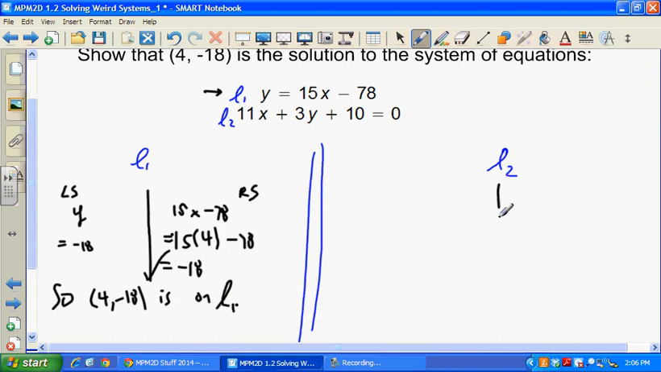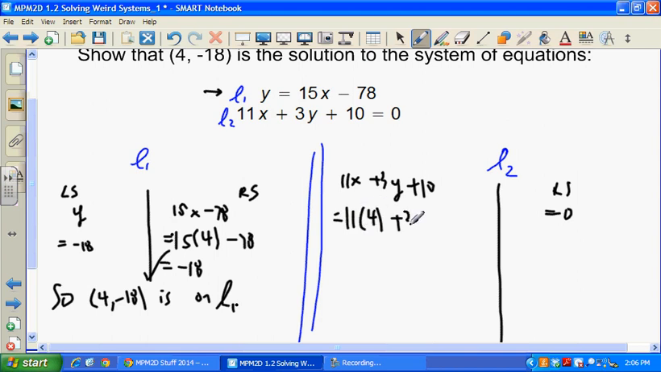For line 2, similar calculation, except the right side's pretty boring. The right side is 0. So this hopefully will work out to 0. And I think it does. Jam that into a calculator. Bam, bam, bam, bam. Calculator, calculator, calculator equals 0. So that works out, and we can say so that is on L2.